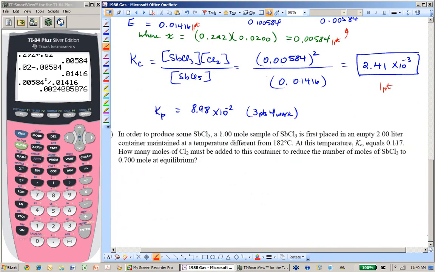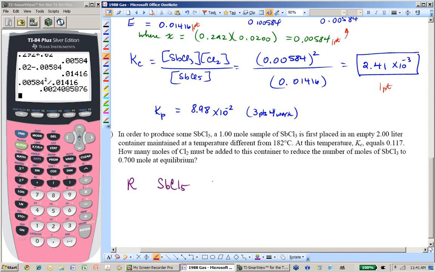All right, in order to produce some of this antimony pentachloride, a 1 mole sample is first placed in an empty 2-liter container maintained at a temperature different from 182 C. At this temperature, Kc equals 0.117. How many moles of chlorine must be added to this container to reduce the moles of antimony trichloride to 0.700 moles at equilibrium? All right, new ICE table.